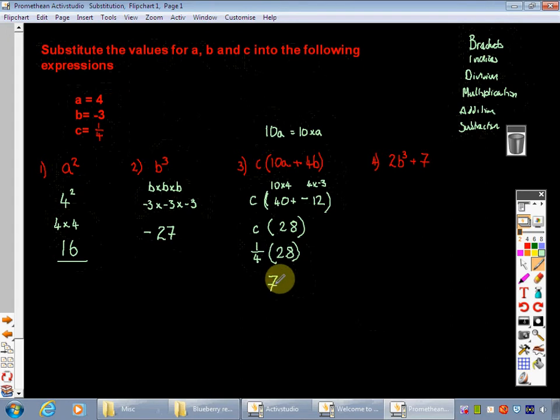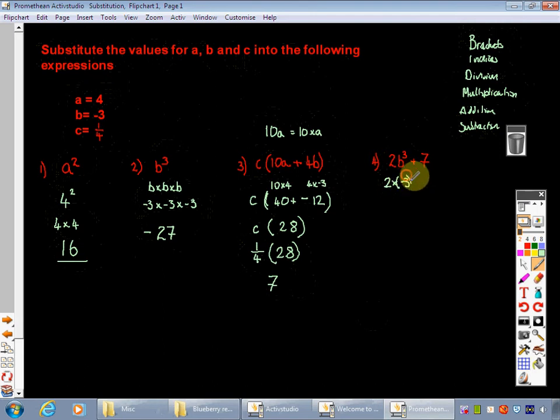And the final one. I put this in here because a very common mistake is about the negative, because B is negative, but also about the indices and the timesing. Students are normally quite good about knowing that they multiply before they add. They're not always so good about remembering to do the indice before the multiplication. So I'm just going to do this again. Here we've got B is -3, so it's 2 times by negative 3 cubed. Then add the 7.